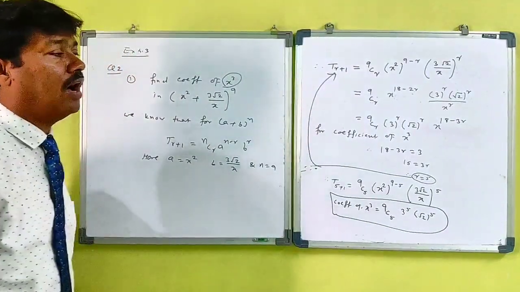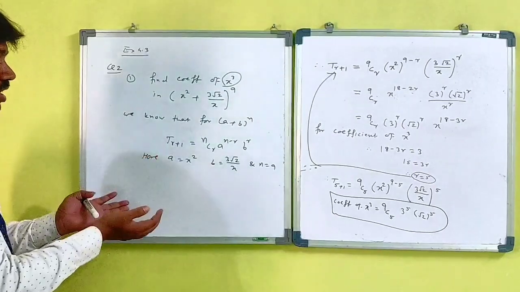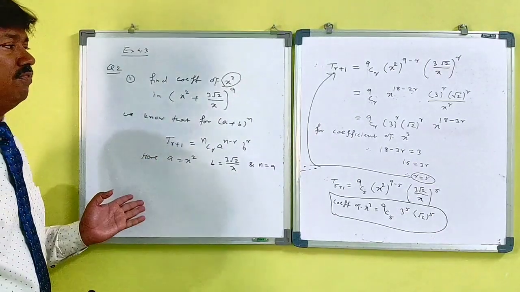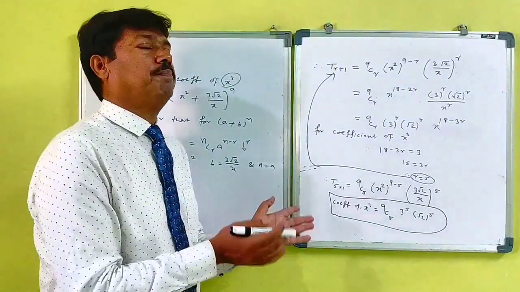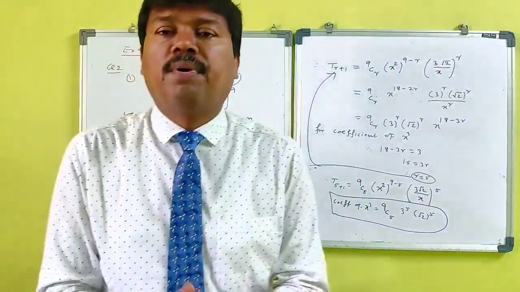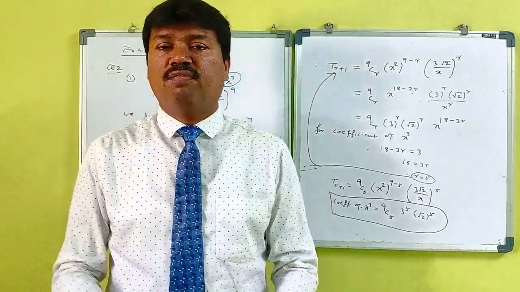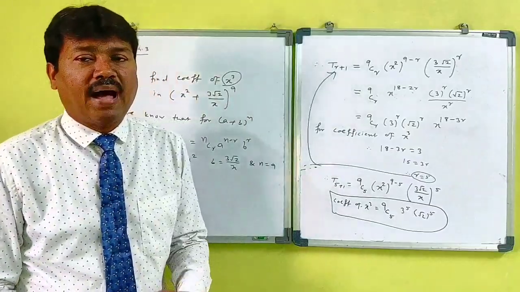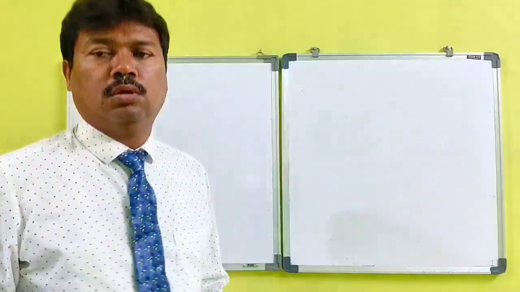So in this question, it's very simple. You have to find the value of r. First, find the general term, and then whatever the power is, equate the power of x with that, find the value of r, and substitute back in the given expression.